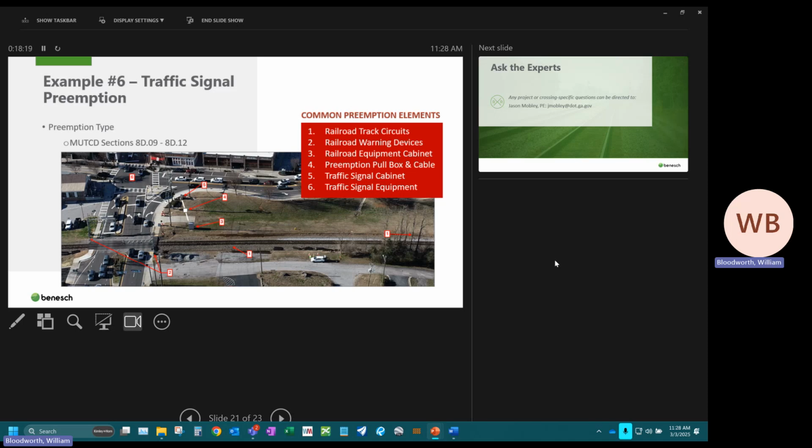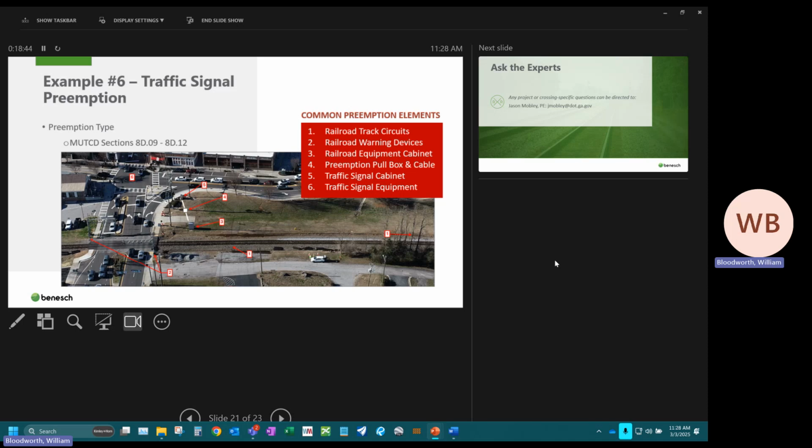In typical operation, you have track circuits. These can be anywhere in the railroad, and you have the warning devices in the railroad equipment. These are collecting information about incoming trains or just crossing status. Those are processed in the railroad traffic cabinet, which then sends the information to the traffic signal cabinet. The traffic signal cabinet receives it in the pull box. It's that white box by number 4, which you guys probably can't read the numbers, and that's okay.